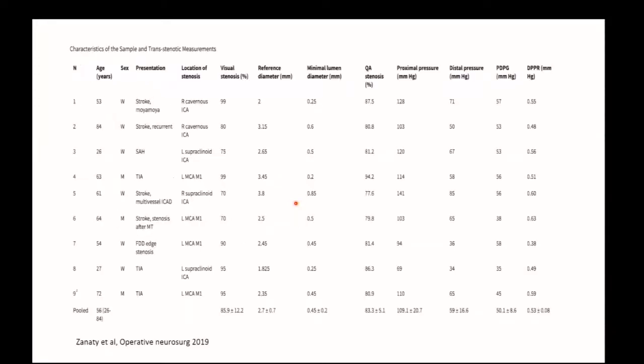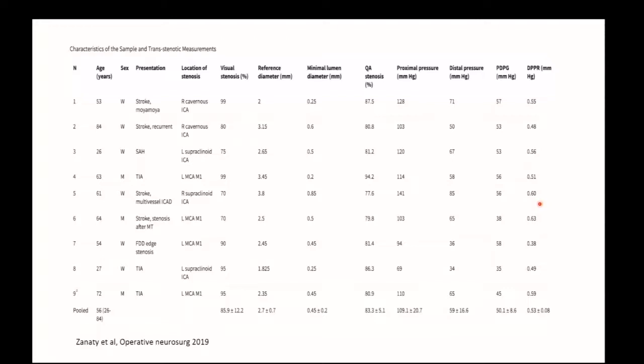This is a small series, just 9 patients. All of them underwent intracranial stenting, and all of them had very good results. And we see here the pressure gradient, all less than 0.6 or 60%. In other words, they have a pressure drop of more than half just crossing the lesion, which means they have impaired distal perfusion.